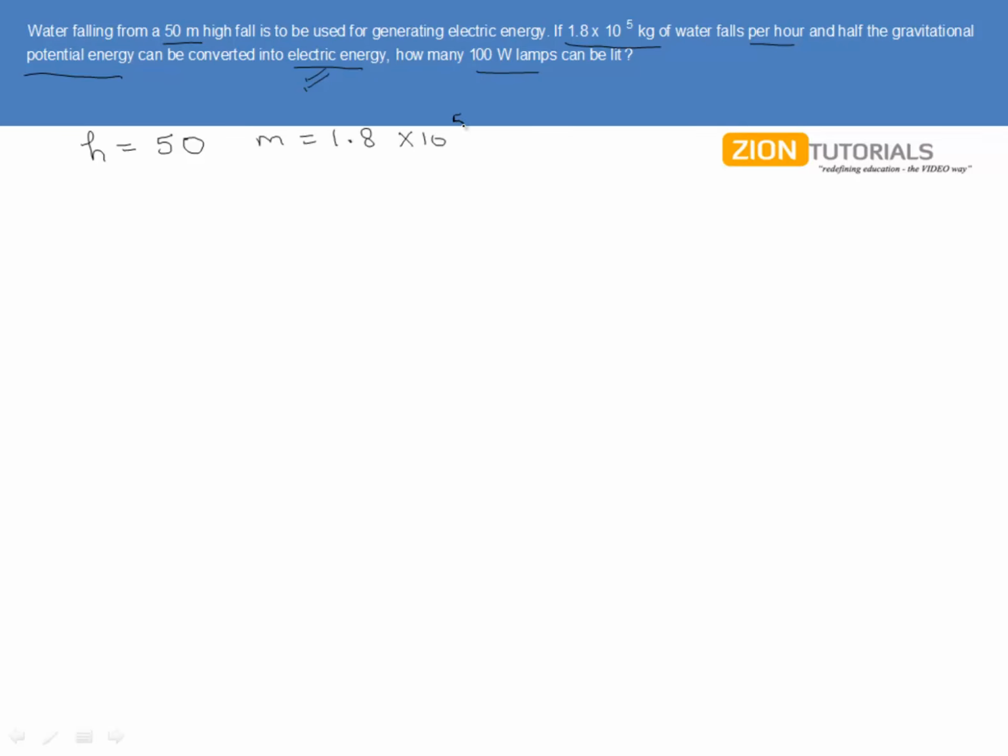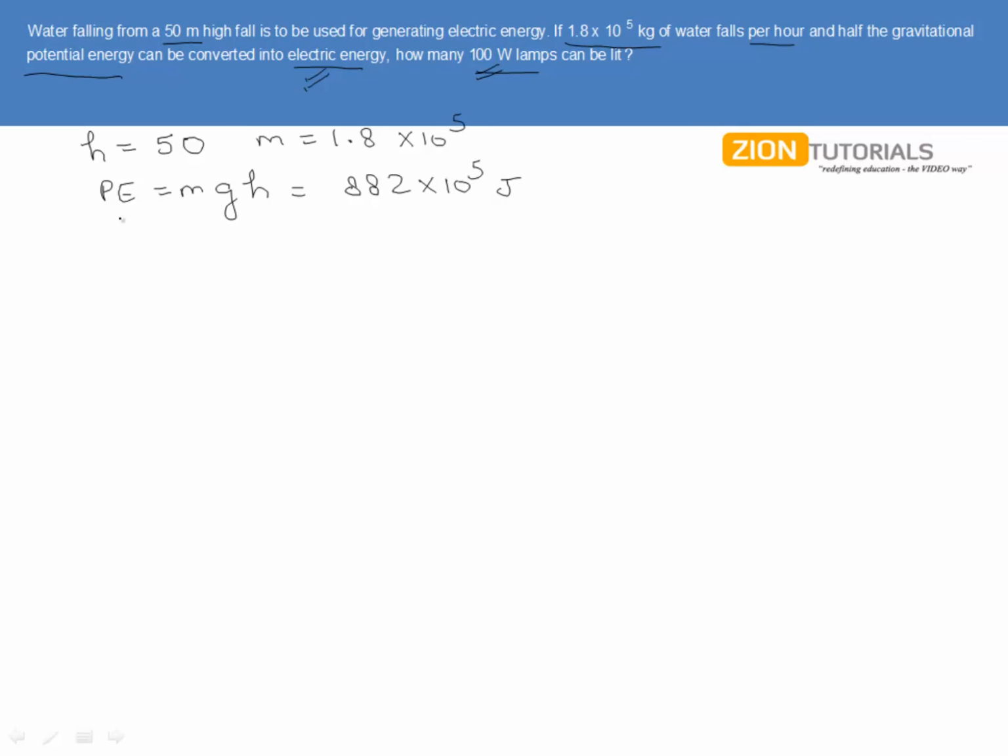Proceeding with this question, we have the height being 50, the mass being 1.8 × 10^5, and the power of each lamp being 100 watt. We need not write it. So potential energy will be mgh. Rather, it is actually mgΔh, so Δh is h here. Putting the values, we get 882 × 10^5 joules.